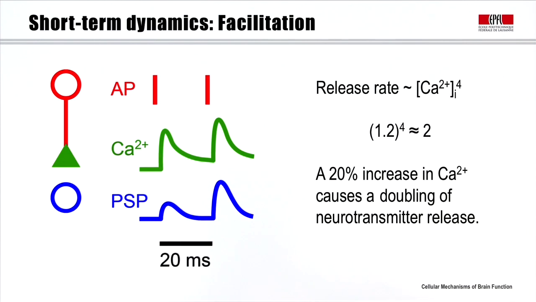The mechanism underlying presynaptic short-term facilitation is thought to be an accumulation of calcium in the presynaptic terminal. So the first action potential induces a calcium influx. It activates the voltage-gated calcium channels. Calcium then floods into the presynaptic bouton, and that's what causes neurotransmitter release.